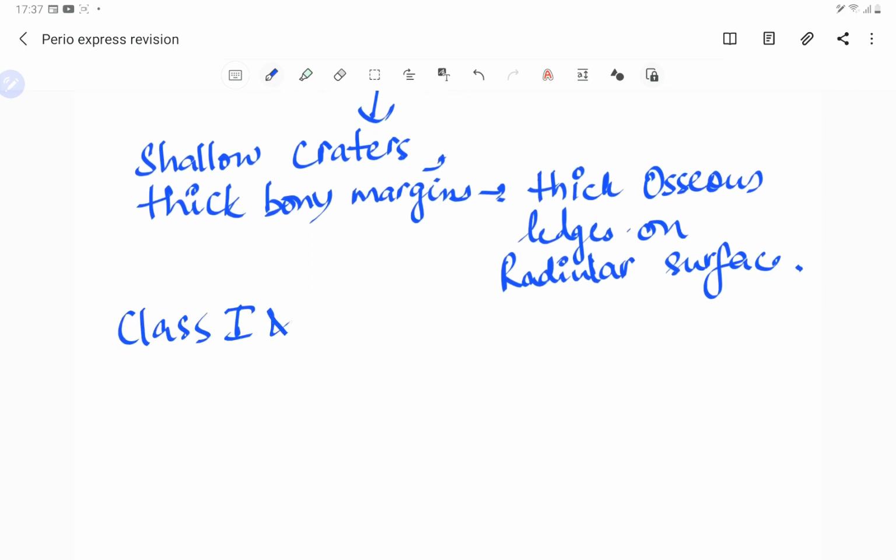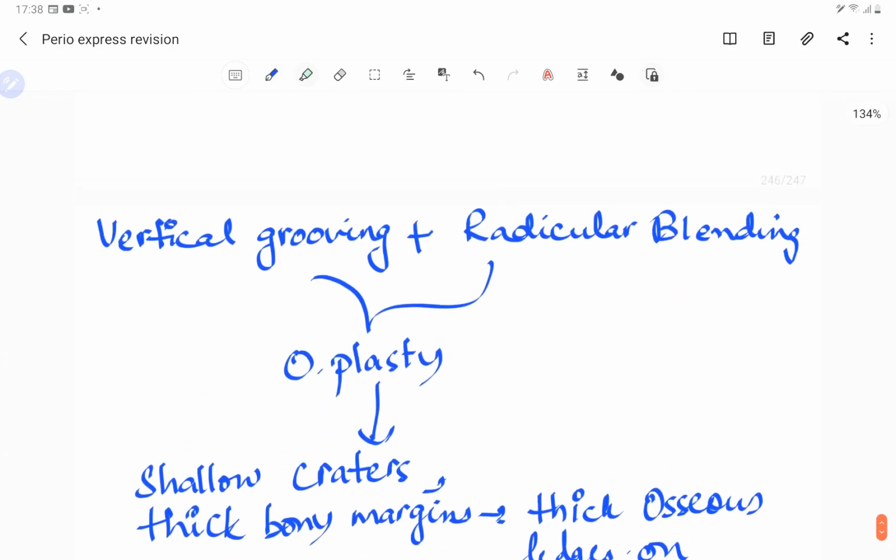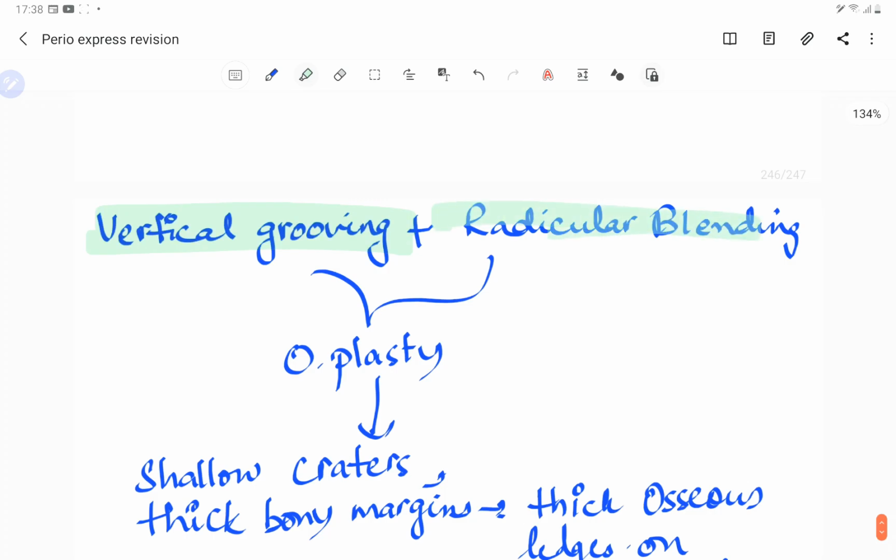how can we forget, because we are making it accessible to clean. So class 1, early class 2, because if the class 2 is narrow and deep, then we will go for the regenerative procedure, right? So all these procedures we can use the radicular blending as well as the vertical grooving. So both of them are known as the osteoplasty.